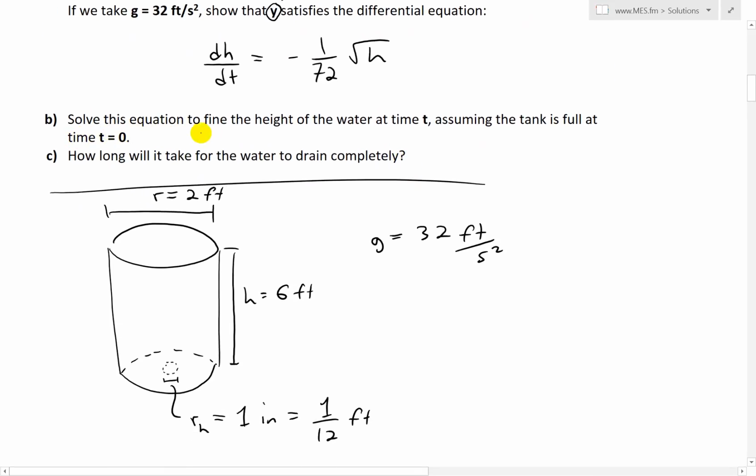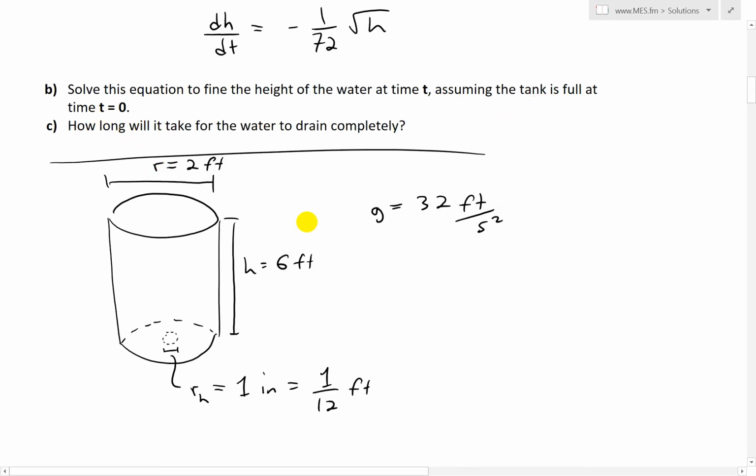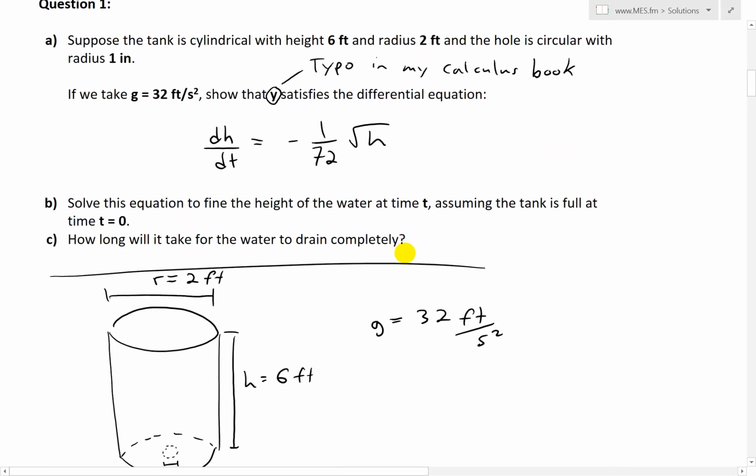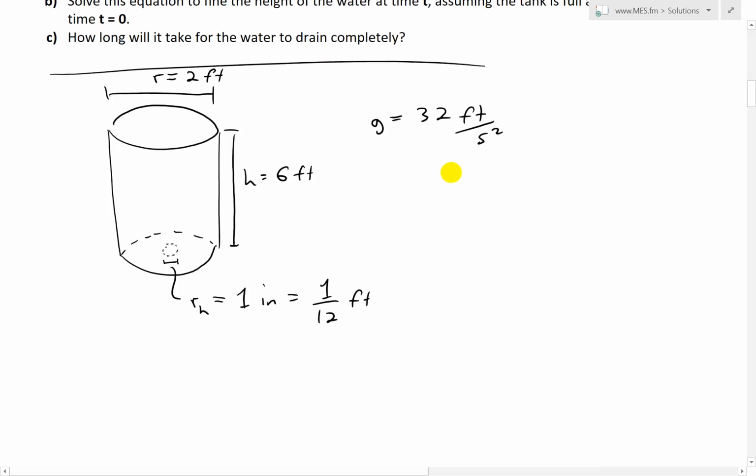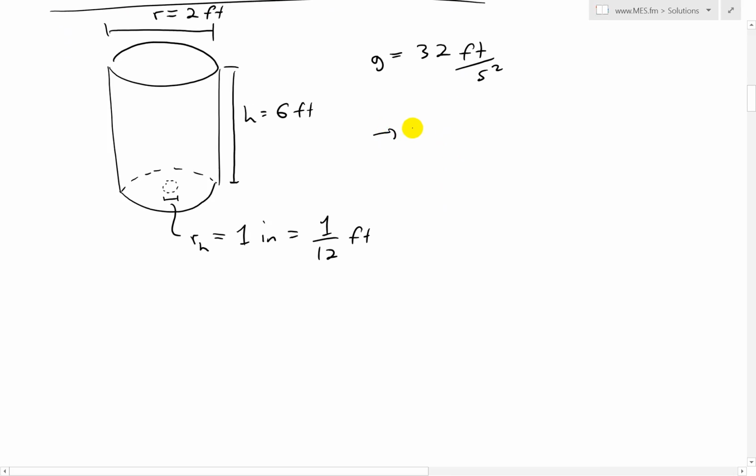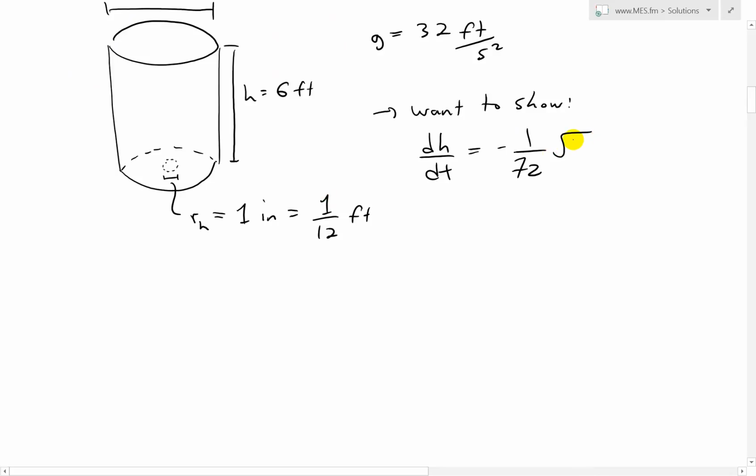And then part B says solve this equation to find the height of the water at time t, assuming the tank is full at time t equals 0, and C is how long will it take for the water to drain completely. We'll get to those in a bit. So basically we want to show that dH over dt is equal to -1/72 times the square root of h. So we want to show that this is the case.